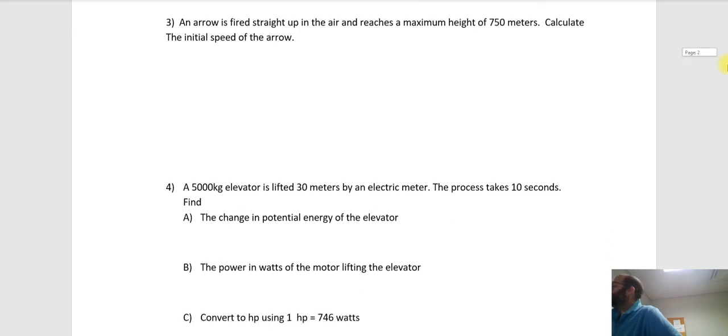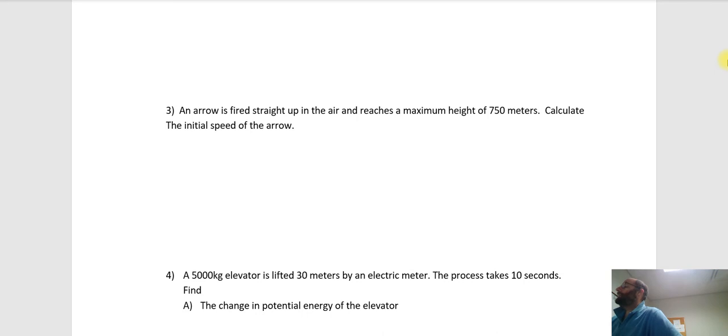Number 3. So 3 is another energy type of problem. I love energy problems. So start with a good picture. Here's the ground. Here's the arrow. It gets fired up at some speed. Now we don't know this, so we give it a name like V sub O or V initial or something like that. And this is what I would call position 1.